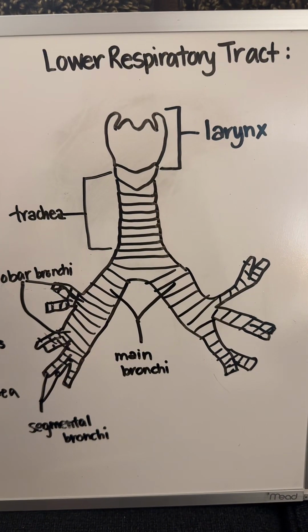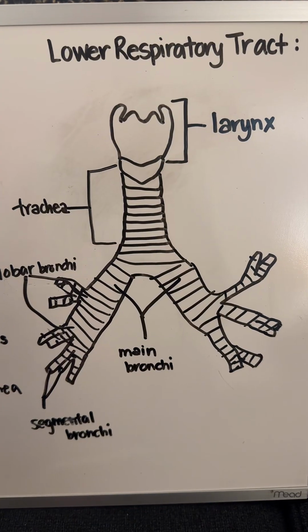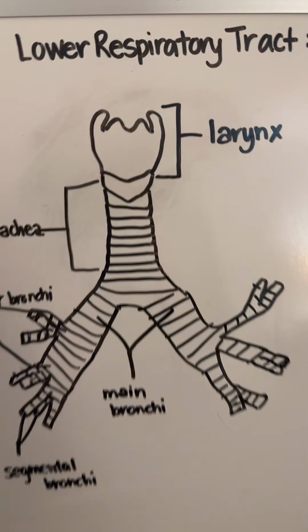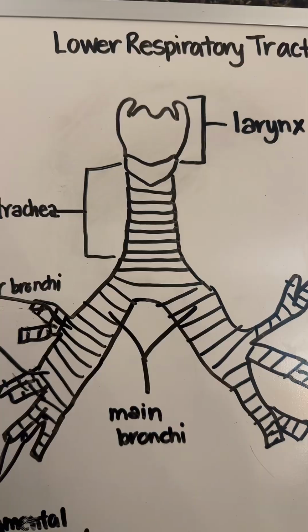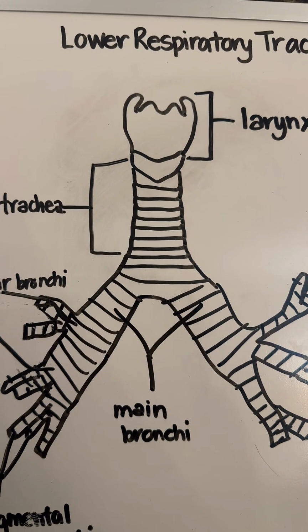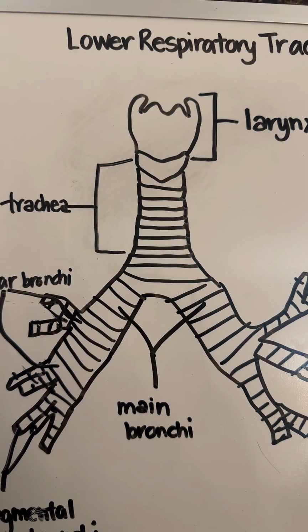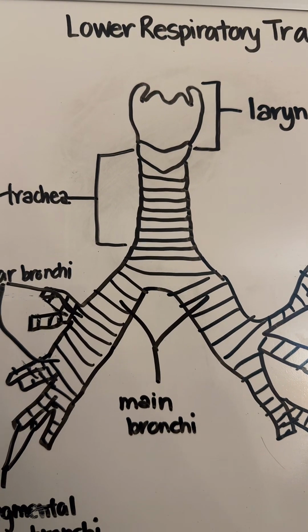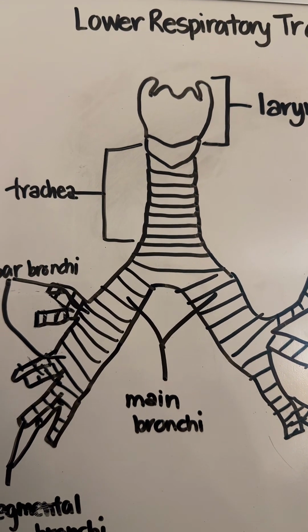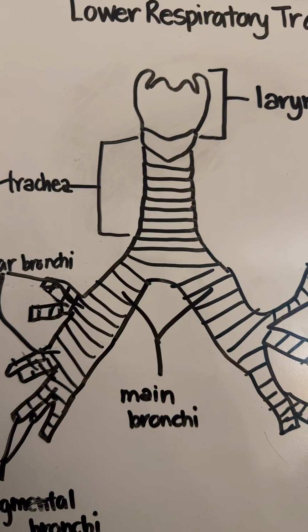Moving on to the lower respiratory tract, we have the larynx on top, which is known as the voice box. The larynx functions in carrying air between the pharynx and the trachea. It also aids in sound production and prevents food from entering into the trachea.